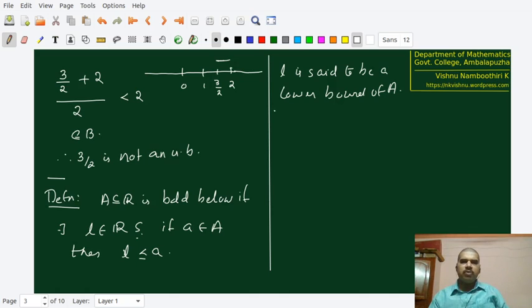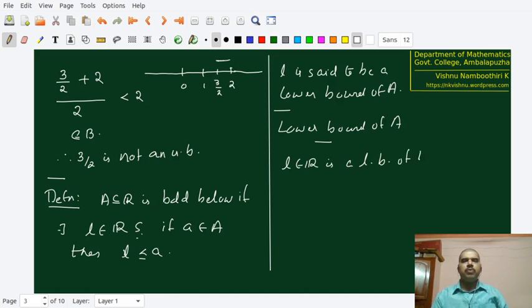In other words, how can we define a lower bound? A lower bound of A can be independently defined like this: L belonging to R is a lower bound of A if L is less than or equal to a for all a in A. Similarly, we can define an upper bound independently, without going straight into the definition of bounded above. So we have lower bound as well as upper bound.